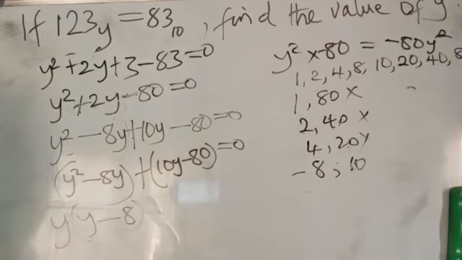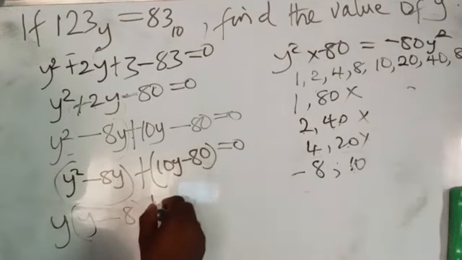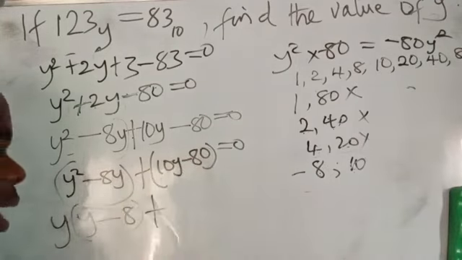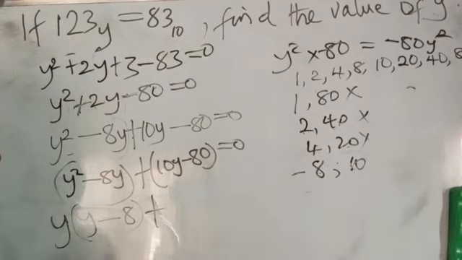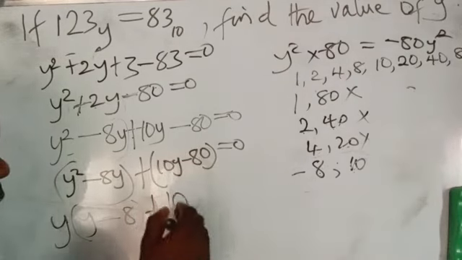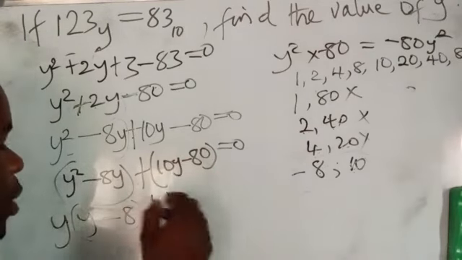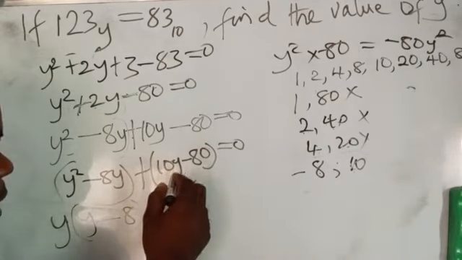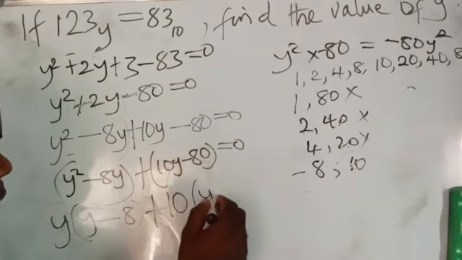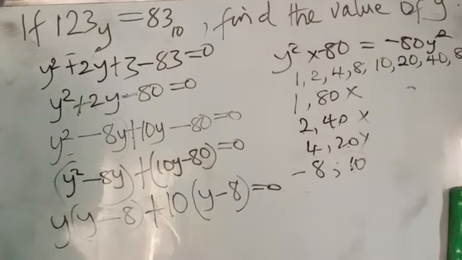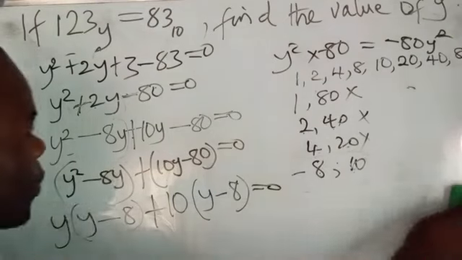Is that clear, guys? So now, plus, between, there is 10y and 80. What do they have in common? It is 10. 10 can divide 10y and 10 can divide 80 without remainder. So we bring it out. You don't say 10y because 80 does not have y. So what they have in common is 10. So 10 bracket, when 10 divides 10y, it will give you y. If 10 divides 80, it will give you what? It will give you 8, equal to 0.